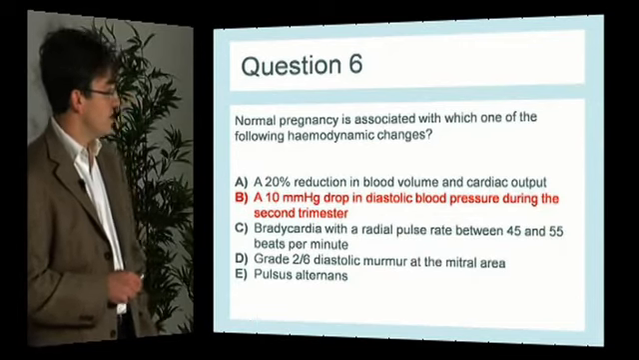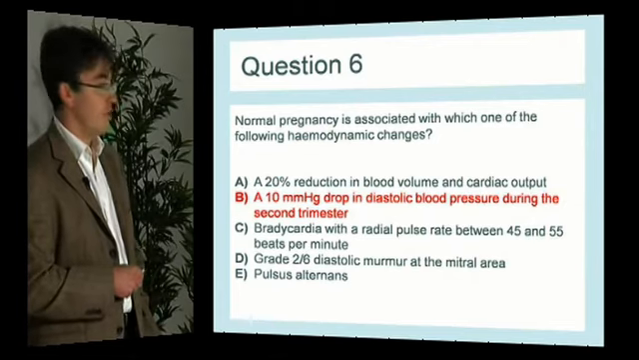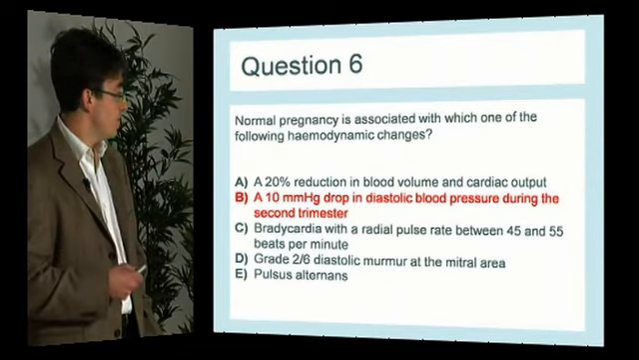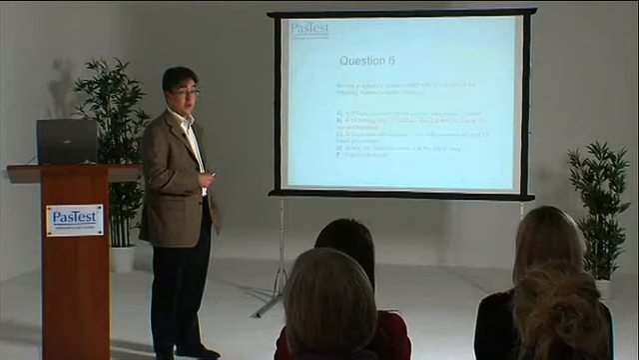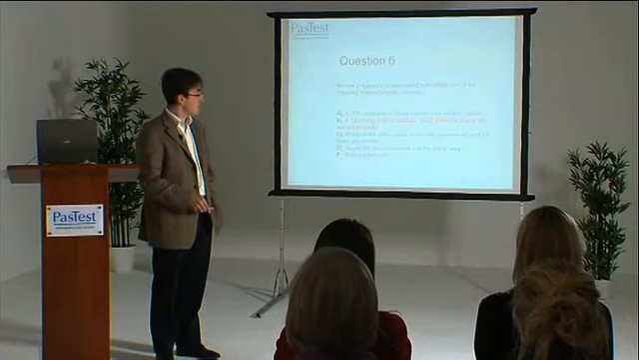I'm sure you'd agree that most of the other features here are incorrect. So blood volume increases markedly during pregnancy. Often you'll find there's a tachycardia, a soft aortic flow murmur, and hopefully you wouldn't expect to have pulsus alternans, which would be a very, very worrying sign that something was going wrong from a cardiovascular perspective.